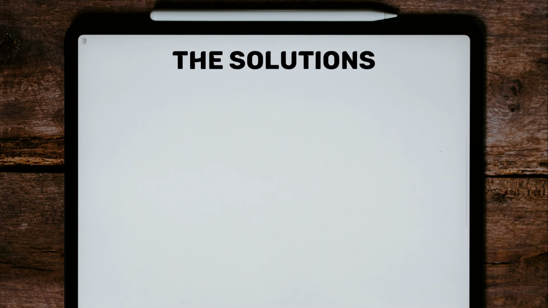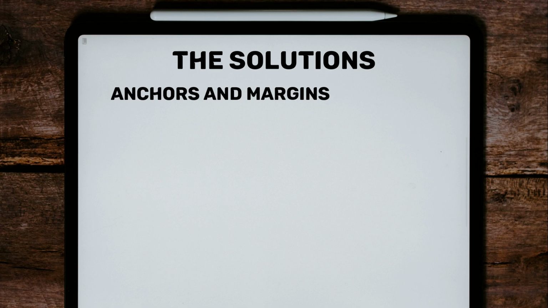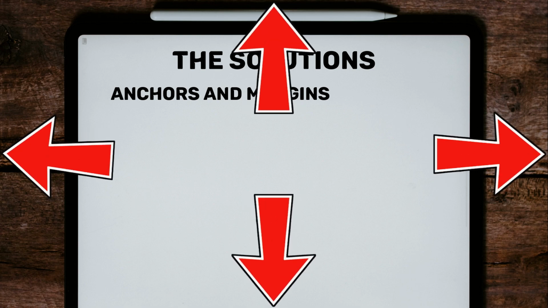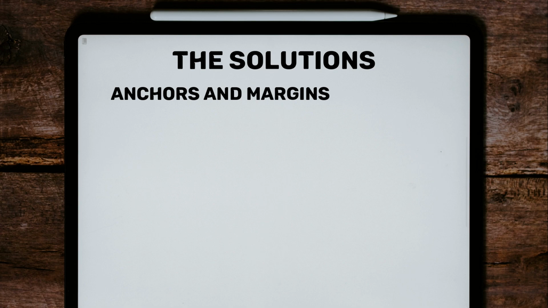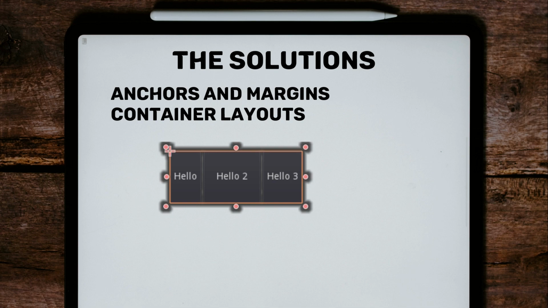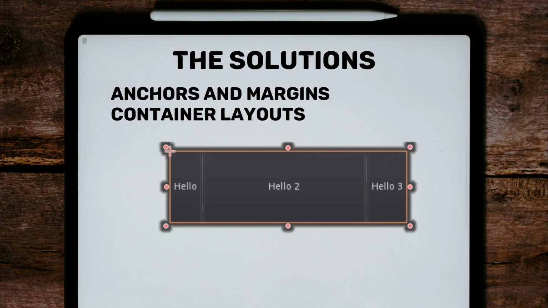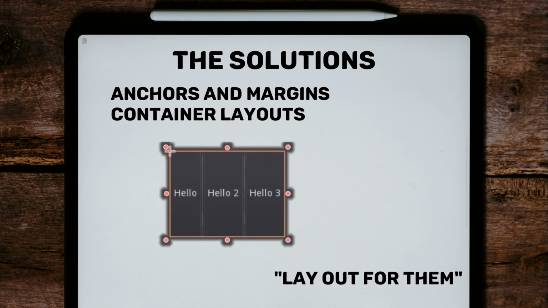There are multiple solutions to this in Godot. The first is anchors and margins, where you can attach UI elements to different parts of the screen and tell them how far they need to be from there. The other is container layouts, where UI elements within a container automatically expand to fill the open space, following a set of rules that you lay out for them.